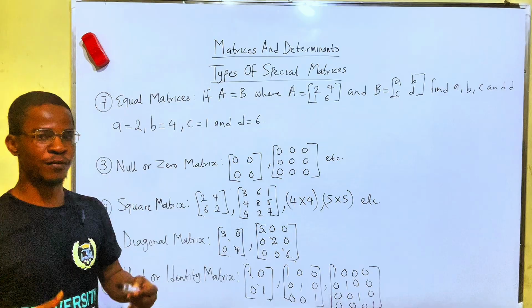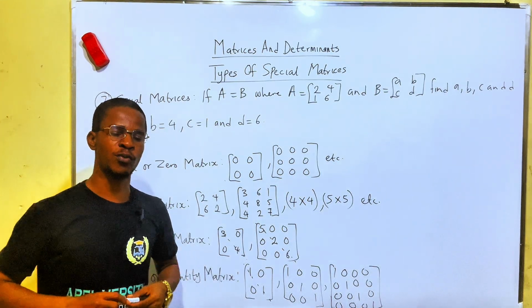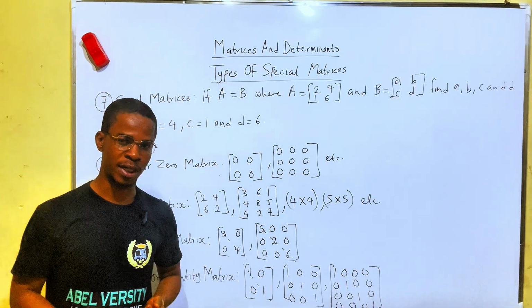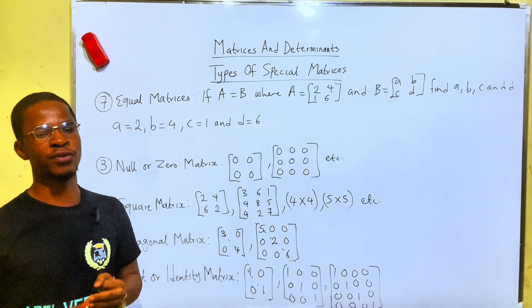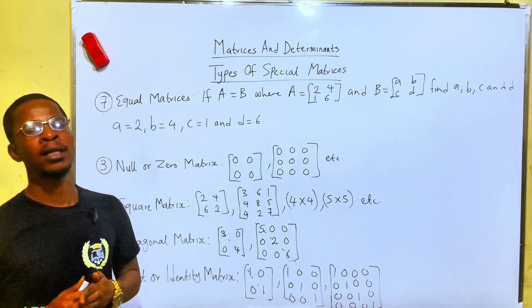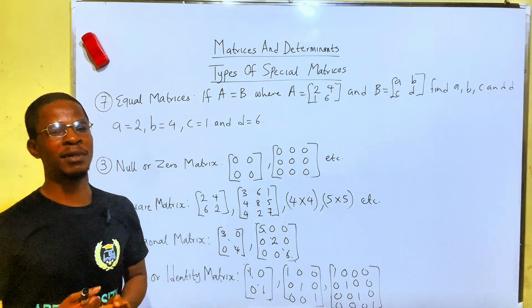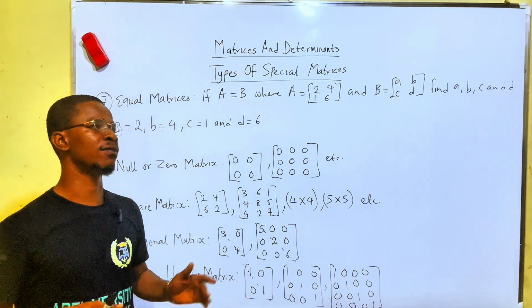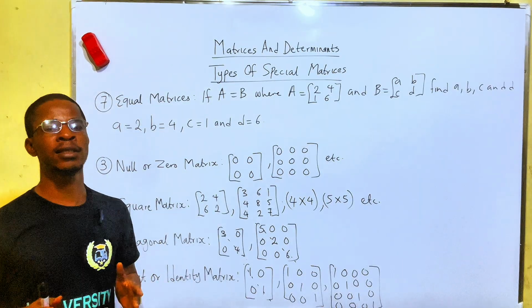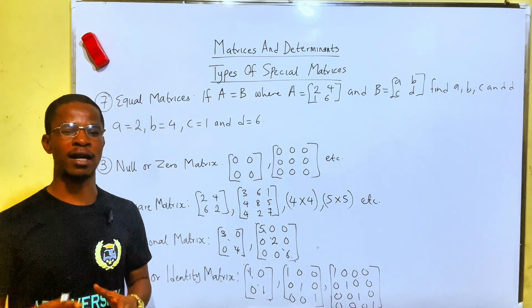So let me give a breakdown of everything we just said. For the types of special matrices, we first have the row matrix, the column matrix, the null or zero matrix, the square matrix, the diagonal matrix, the unit or identity matrix, and the seventh we have the equal matrices. So these are some of the special matrices we have.